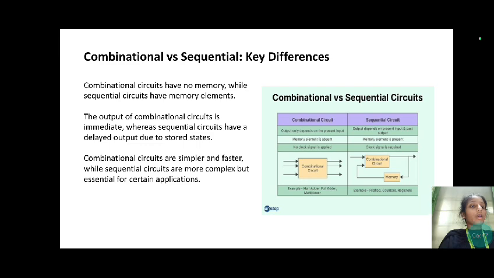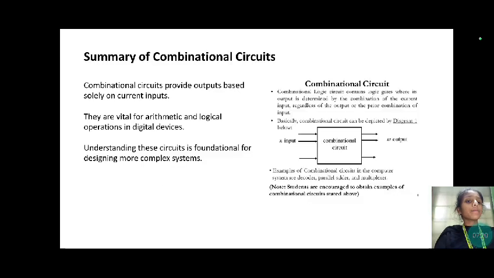In a combinational circuit, the output depends only on the present input. In sequential circuits, the output depends on the present input and past output. In a combinational circuit the memory element is absent, and in a sequential circuit the memory element is present. In a combinational circuit no clock signal is applied, and in a sequential circuit a clock signal is required. Examples of combinational circuits are full adder, half adder and multiplexer. Examples of sequential circuits are flip-flops, counters and registers.